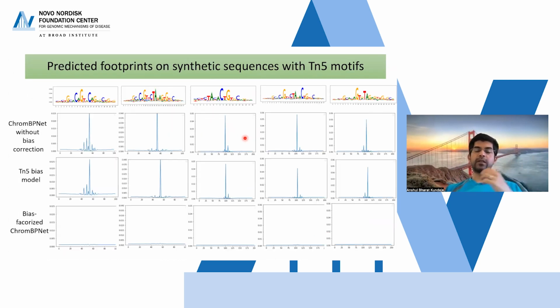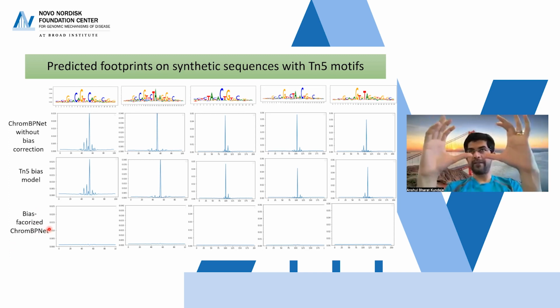You can test for this bias. You can use a model as an oracle. So these are the Tn5 bias motifs. You can take them and just shove them into random sequences. Just take a synthetic sequence, shove the Tn5 bias motif into it, and now push it through the model. We're going to push it through 3 models. The first is the Chrome BPNet model without bias correction. The second is the Tn5 bias model that we had trained. And the third is the bias factorized Chrome BPNet model, just the TF head, right?